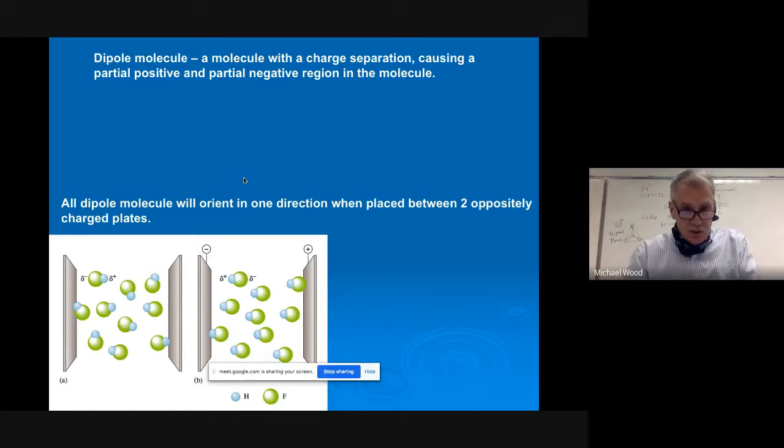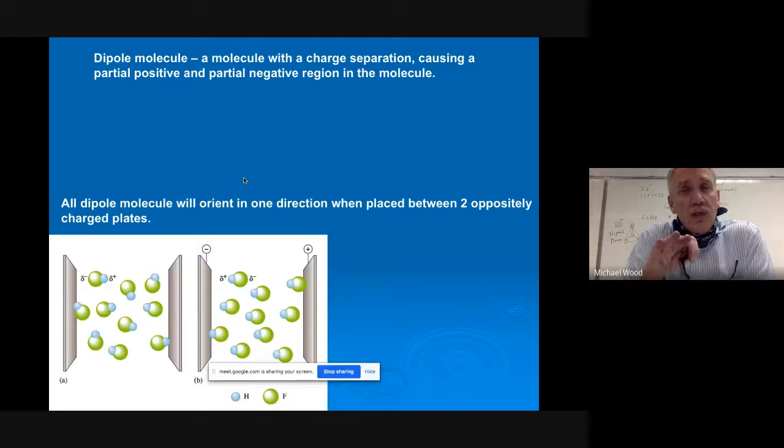But all dipole molecules will orient in one direction when placed between 2 oppositely charged plates. That's because they're charged. So if you look at that diagram, the one on the left, A, the plates aren't charged. There's no positive or negative. And so the molecules, the HF, which is a very, very polar molecule, don't align any specific way.